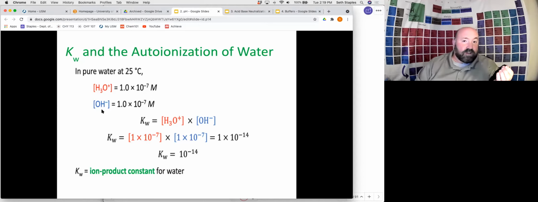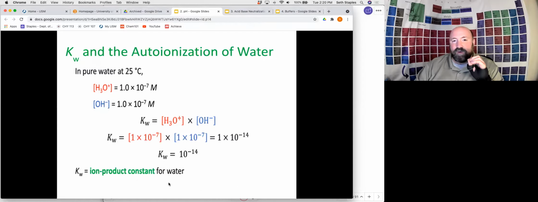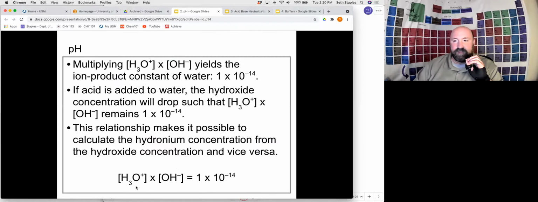The OH minus concentration is also the same thing. And again, we're not going to worry about the math of this. I'm not going to get into this whole idea of KW in this course. But ultimately, what is important for you is that this tells us that in any solution, the H3O plus concentration multiplied by the OH minus concentration is going to be equal to 1 times 10 to the negative 14th.